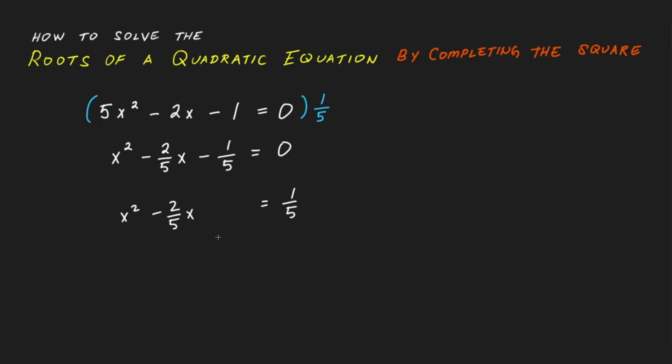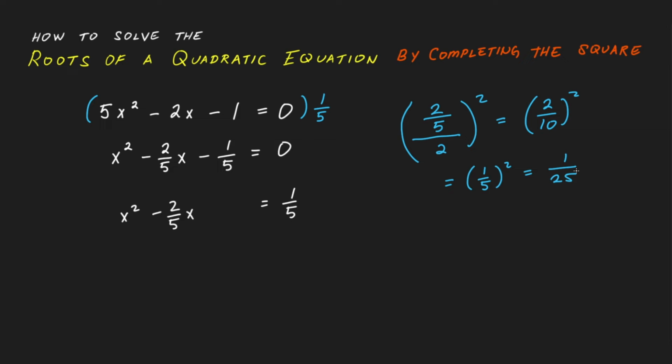Okay, so what is the number that we need to fill the space with? Well, we just need to take the coefficient of x, which is 2 over 5. I'm going to write that here. We just divide that by 2, and then we square it. So what do we get? This is going to be 2 over 10 squared. And of course, we can simplify the 2 over 10. That's just going to be 1 over 5 squared. All right, and then that's going to become 1 over 25. Right, and that is the number that we need to write here: 1 over 25.